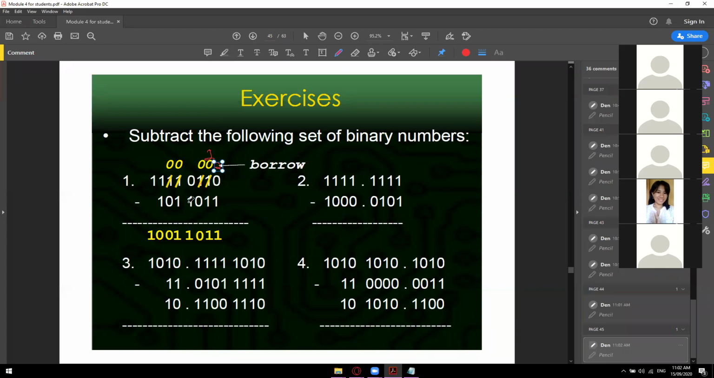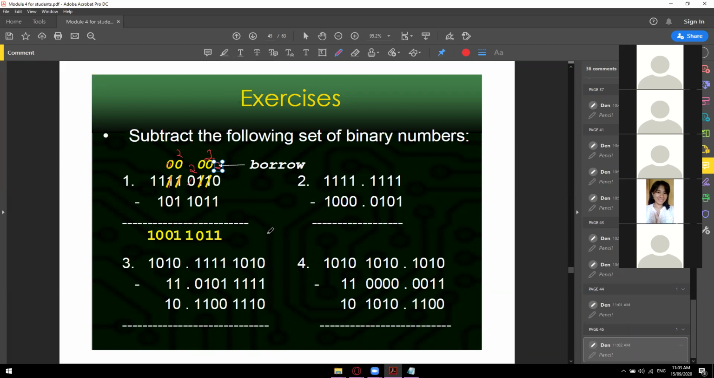0 minus 1 cannot be, so we have to borrow again. So from 1 will become 0. From 0 will become 2. So 2 minus 1, 1. 0 minus 1 cannot be, so we have to borrow again. So 1 will become 0. 0 will become 2. 2 minus 1, 1. 0 minus 0, 0. 1 minus 1, 0. 1 minus 0, 1. Okay?